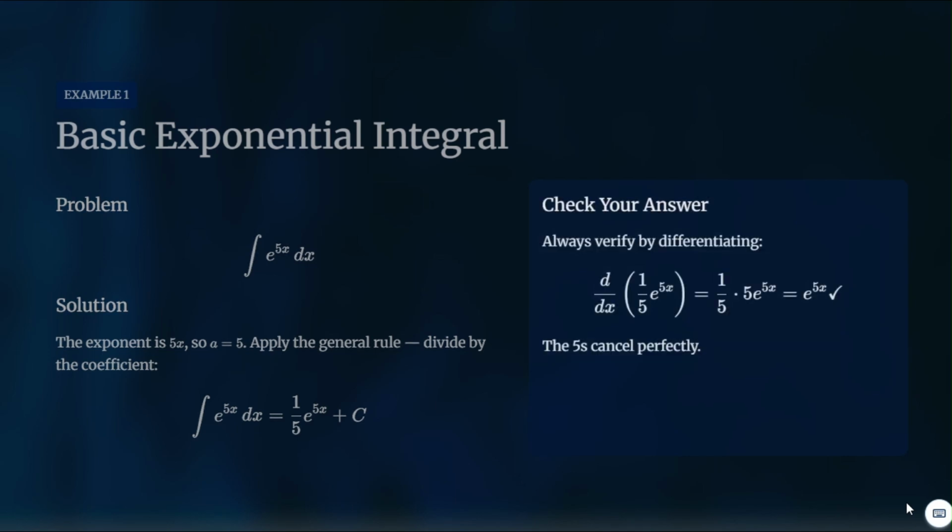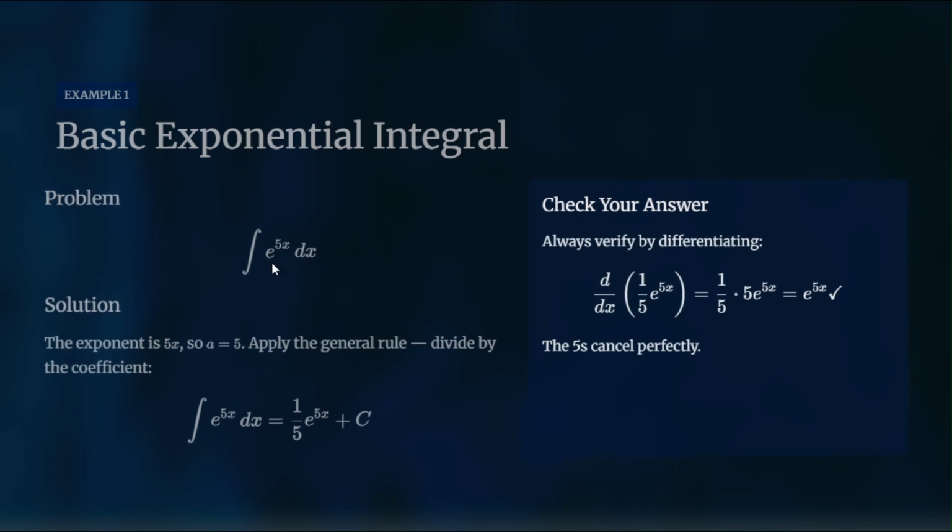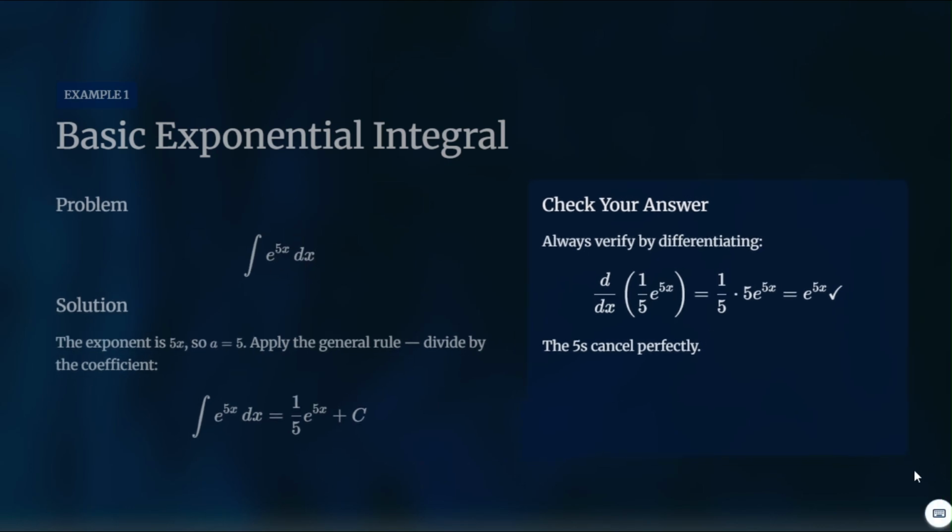We can always verify by differentiating. The derivative with respect to x of 1 over 5 e to the power 5x plus c, well, the derivative of the constant c will be 0. So that will be equal to 1 over 5 times the derivative of e to the power 5x, which is 5 times e to the power 5x. So 1 over 5 times 5 is 1. We're left with e to the power 5x, which is what we started with in our integral.